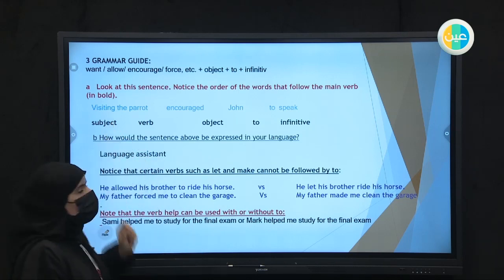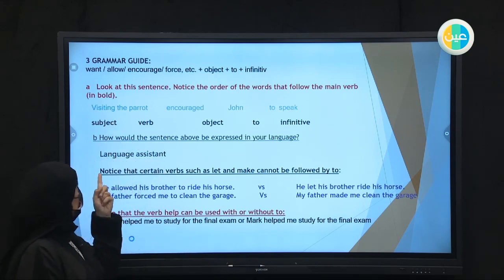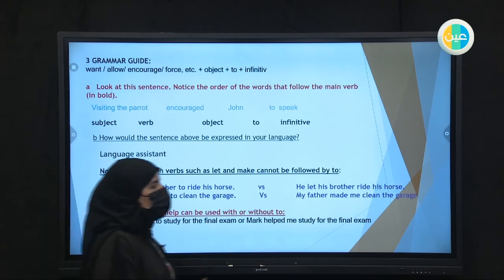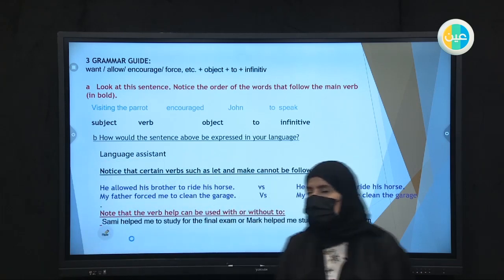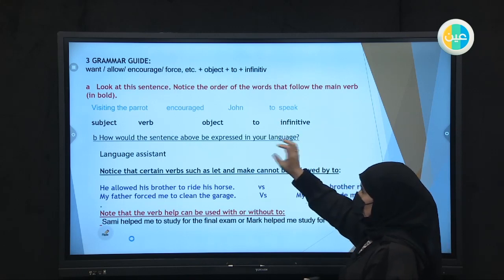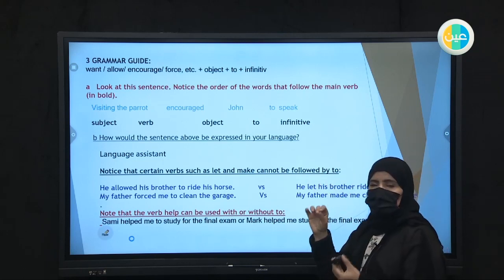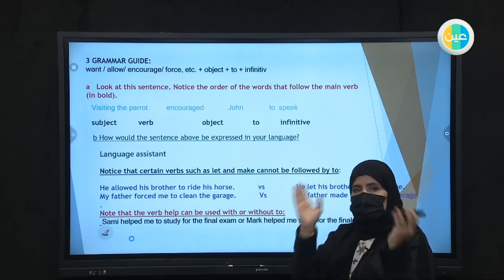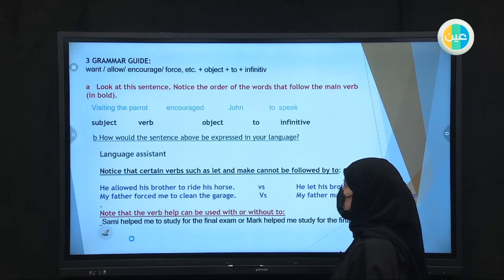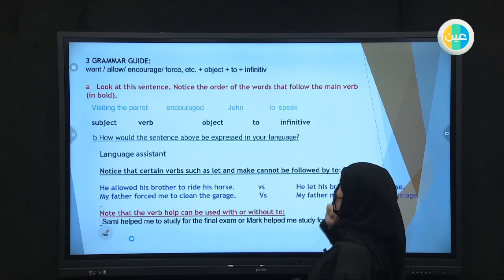And here we have allow. Allow means يسمح. And encourage, يشجع. Force means يرغم. And these specific verbs have a rule or a pattern which we have to follow to create our own sentence. Look at this sentence. Notice the order of the words that follows the main verb.